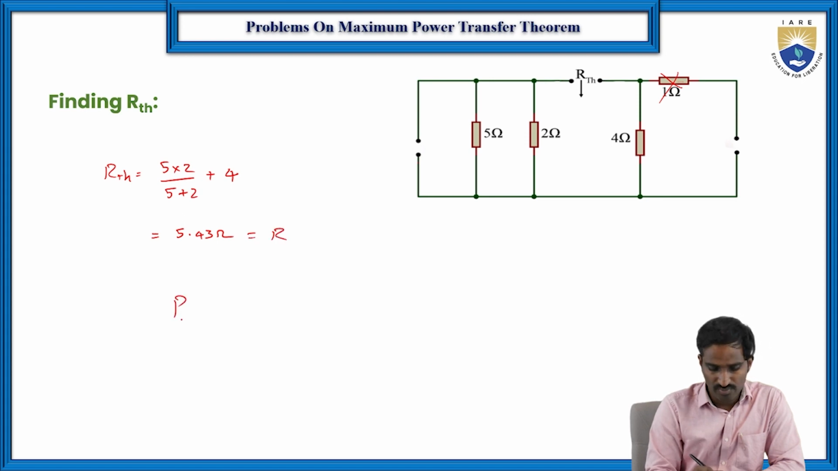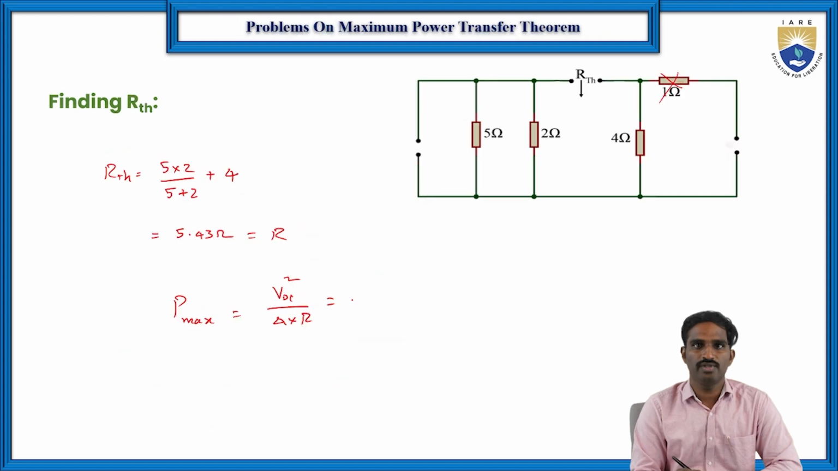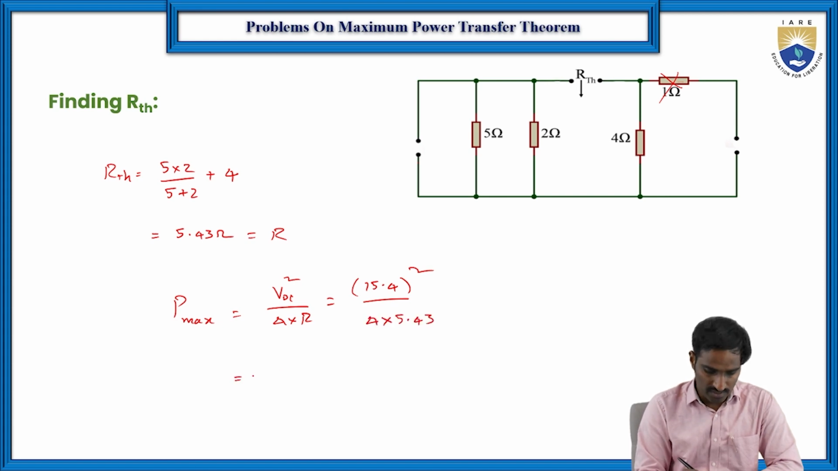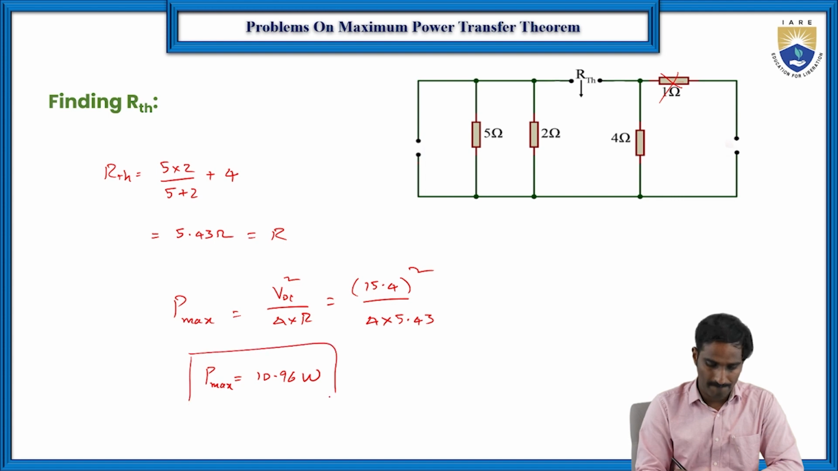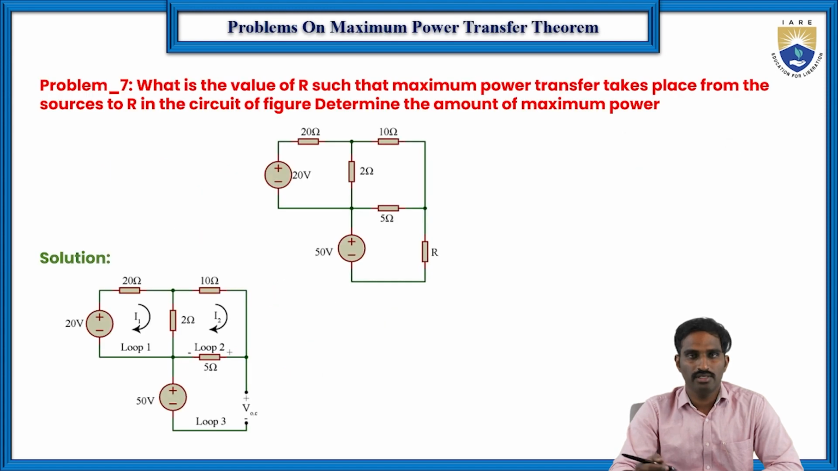Then here the P maximum is equal to VOC square by 4 into R. Here the VOC that we got is 15.4. So 15.4 whole square by 4 into R, where R is 5.43. Then finally you will get the value 10.96 watts, which is the P maximum. Right? Okay.